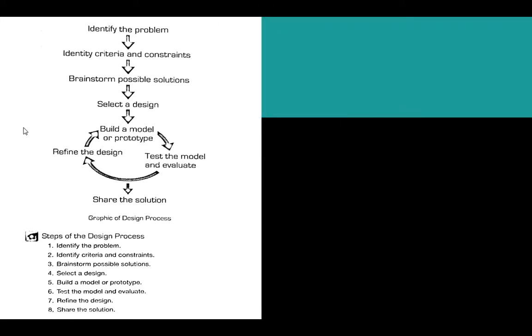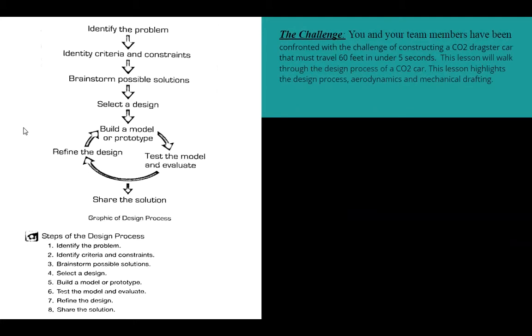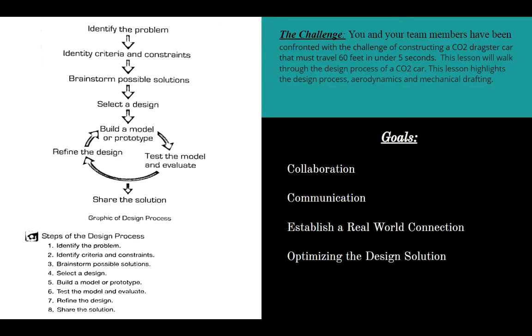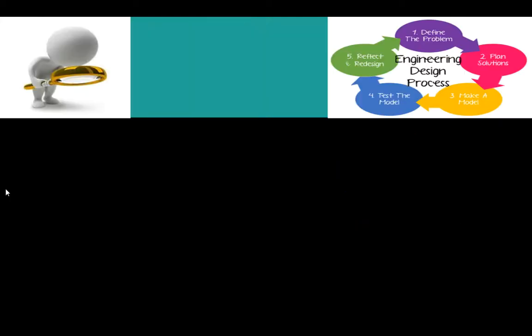That was project one. The second one is similar in the goals. However, you're going to make a CO2 dragster that can go 60 feet in under 5 seconds. Goals: collaboration, communication, establish a real-world connection, and optimize the design solutions. So that is getting back to here. However, students want to go from here all the way to the bottom instantly, and this is where you are vital at home, is to slow this process down.